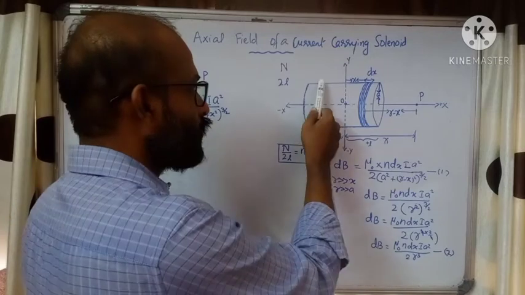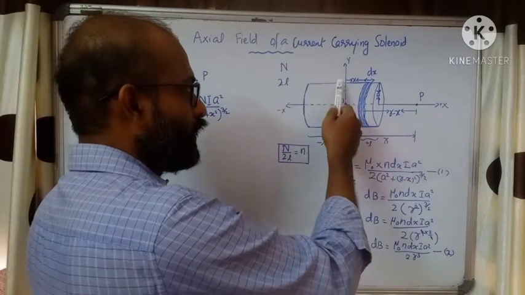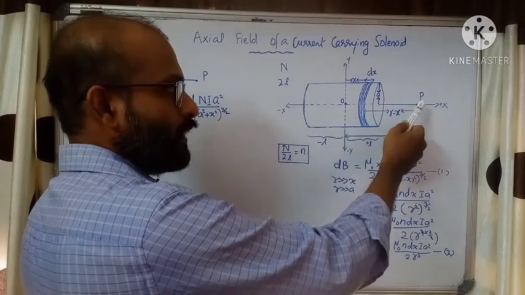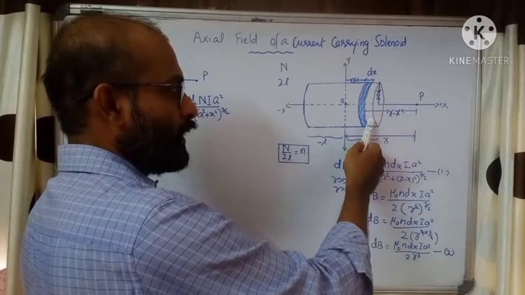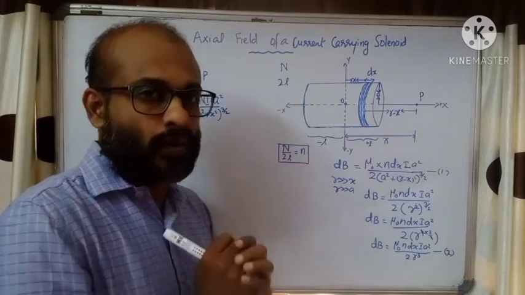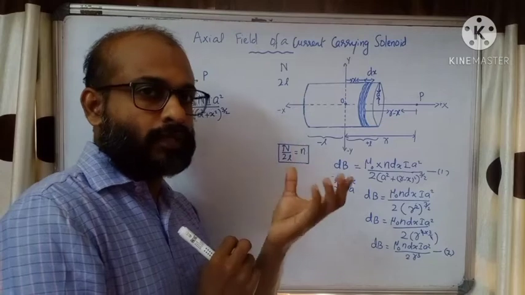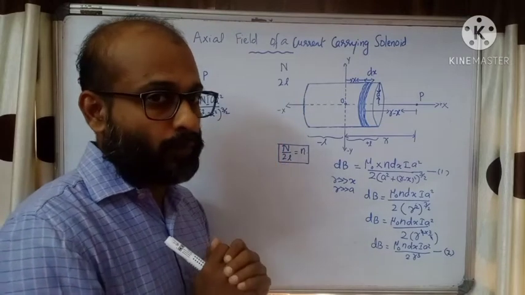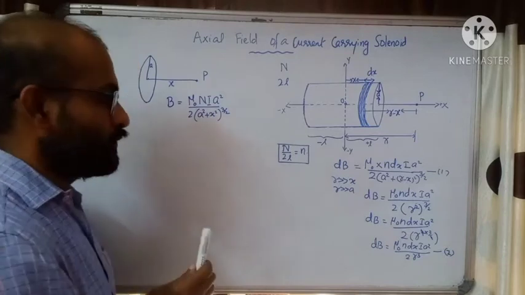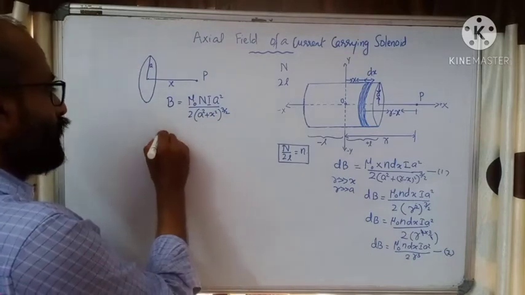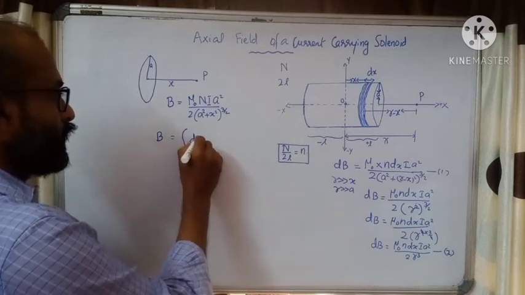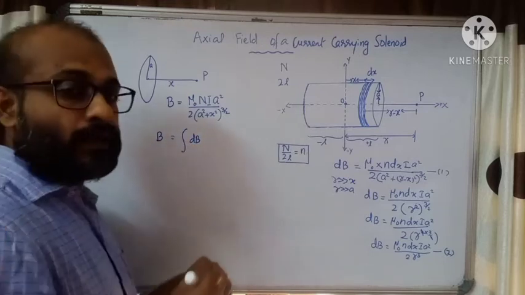We need to consider a circular coil here and find the magnetic field. Here we need to find a magnetic field. Here consider a circular coil, find the magnetic field. So we need to split this solenoid into many circular coils, find the magnetic field due to each circular coil, and finally sum up. For summing up, we have a method in maths called integration. So to find capital B from dB, what do we need to do? We need to integrate dB. Now we need to find the limits also.